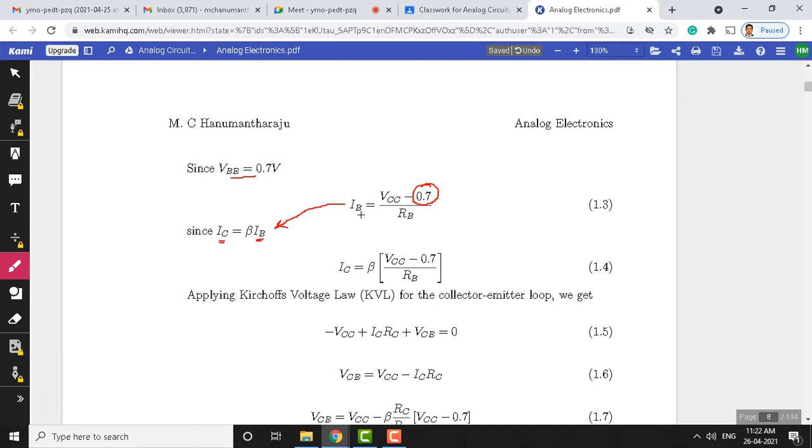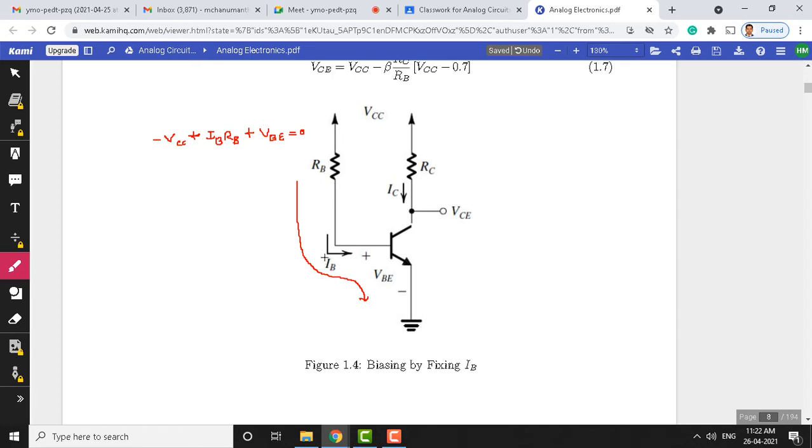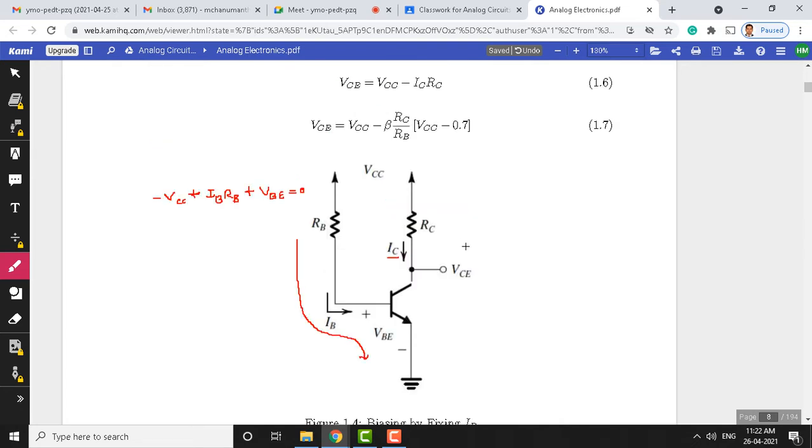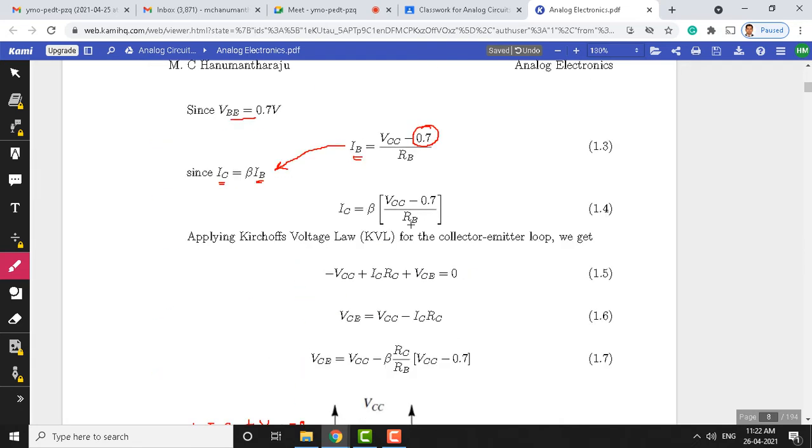That means, from the input current I am trying to obtain the output current expression. IB is going to be the input current for the circuit that is shown here. Look at this circuit, IB is the input current here. From this I am trying to find the expression for the collector current. So, we got the collector current expression: beta times (VCC minus 0.7) divided by RB.